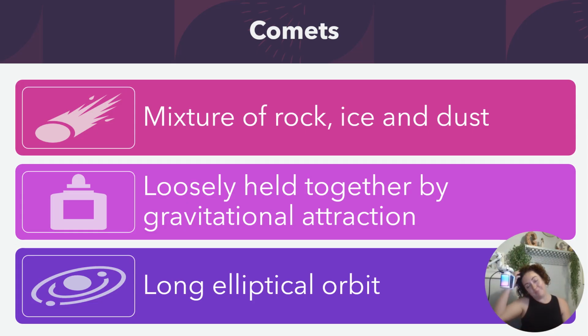Comets. Comets are really cool. Comets are a mixture of rock, ice, and dust because they tend to be much further out from the sun a majority of their life. They're loosely held together with a gravitational attraction. So they're still within the sun's orbit, but they sometimes go so far out that they're more like cotton balls clumped together, where if you hold them a certain way they'll stay kind of spherical, but as soon as you let go, all of them fall apart. So they're loosely held together by gravitational attraction.